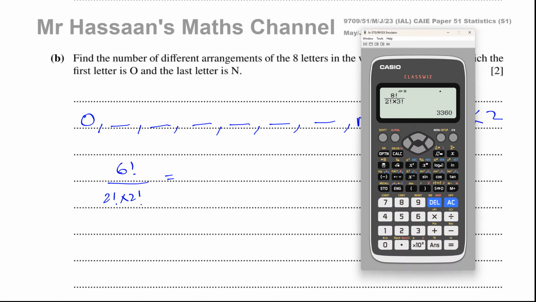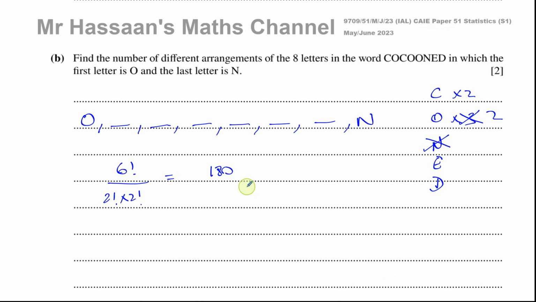So we can just go back to this, change that for a 2 here, and go up there and change that for a 6. That should give us the answer, 180 ways. Okay, so there's the answer for part B.